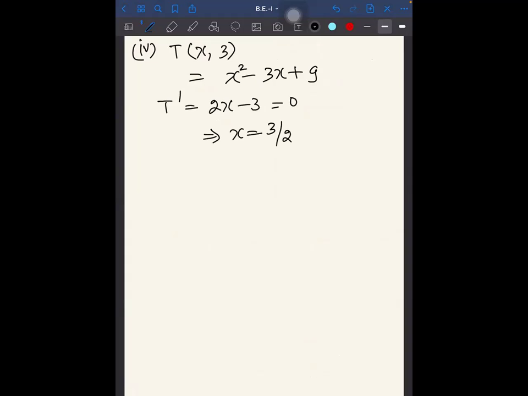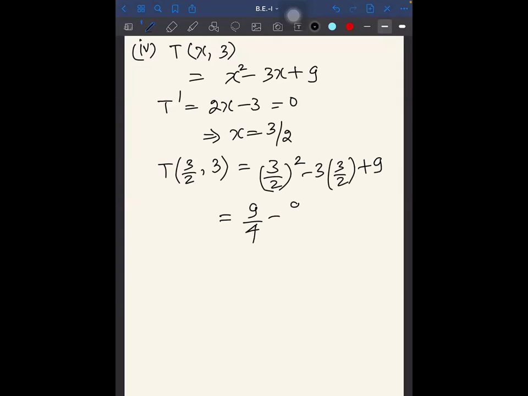So you have t of 3 by 2, 3. Right? And you just put this value over here. So 3 by 2 square minus 3 into 3 by 2 plus 9. So 9 by 4 minus 9 by 2 plus 9, which is 9 minus 18 plus 36 by 4, which is 27 by 4. Yes, sir, plus 27 by 4. Right. Is it fine now?